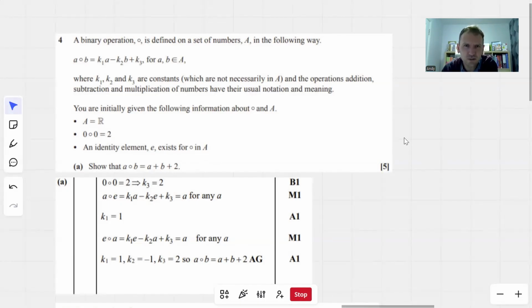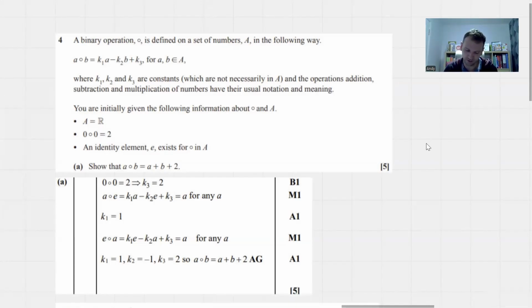There's not much else we're told apart from this third bullet point here. There's an identity element that exists in A. Now, obviously, if it's a group, we know that needs to be the case, but they're telling us that because we don't know it's a group yet. So what does this tell us? What does it mean to have an identity element?